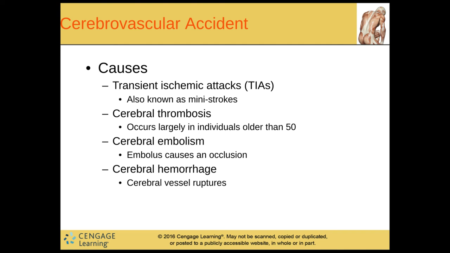Causes of this can be a TIA, which is a transient ischemic attack. So it's also known as a mini stroke. Cerebral thrombosis. So this occurs largely in people who are older than 50. So a thrombosis is a blood clot, right? Cerebral embolism. So an embolus, which causes an occlusion. So it'll shut off a part or clog up a part of the brain. And so then it causes a stroke, death of that part of the brain. And then we have a cerebral hemorrhage, which is when a cerebral vessel ruptures. Okay.